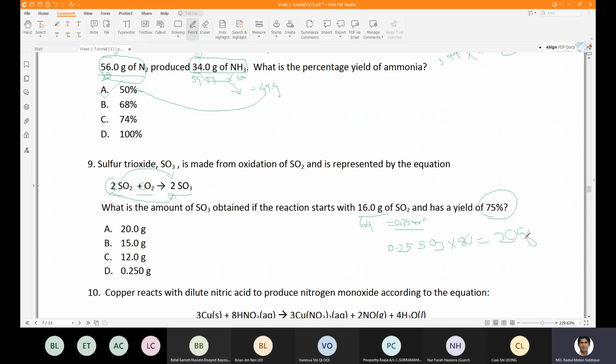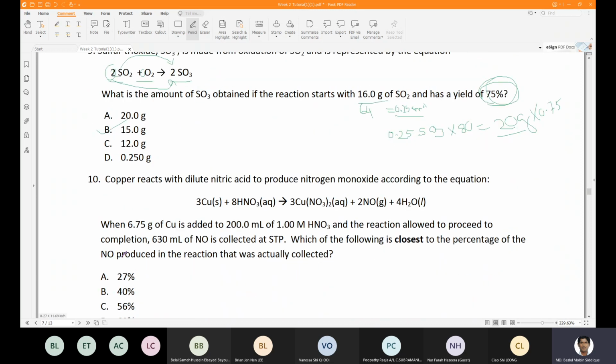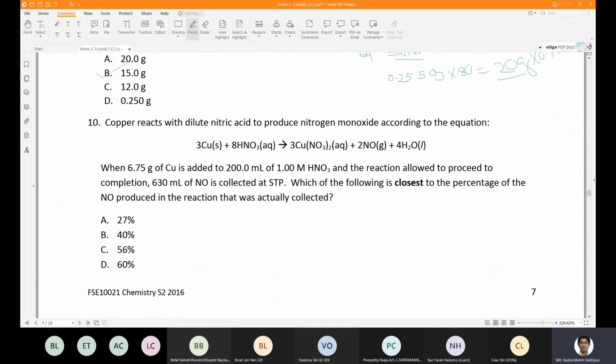We could expect 20 grams, but now it is saying that out of this 20 grams, only 75% is being produced. So out of this 20, 0.75 times 20 will be 15 grams actually. All right. Is it okay? I hope that is okay.